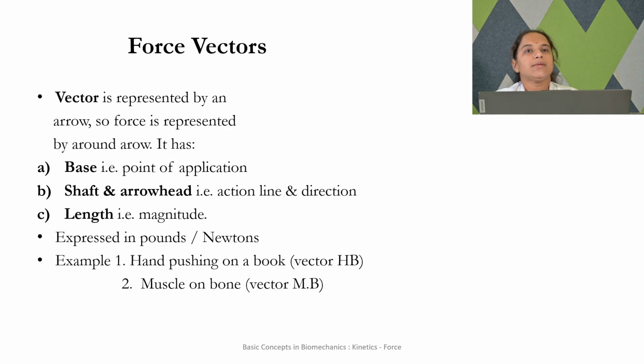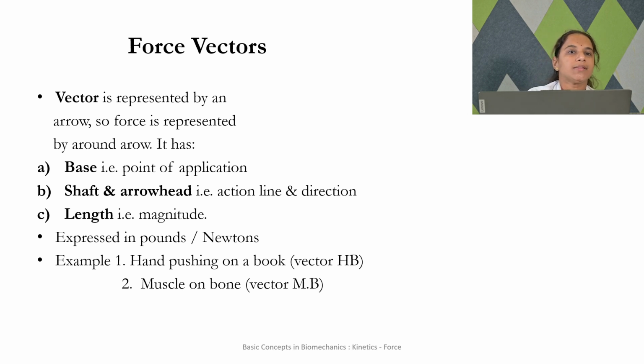The vector is represented by an arrow, so the force is also represented by an arrow. So it has got base, that is point of application. It has got shaft and arrowhead which indicates action line and direction. And thirdly, it has got length which depicts the magnitude. The force is expressed in pounds or Newton.